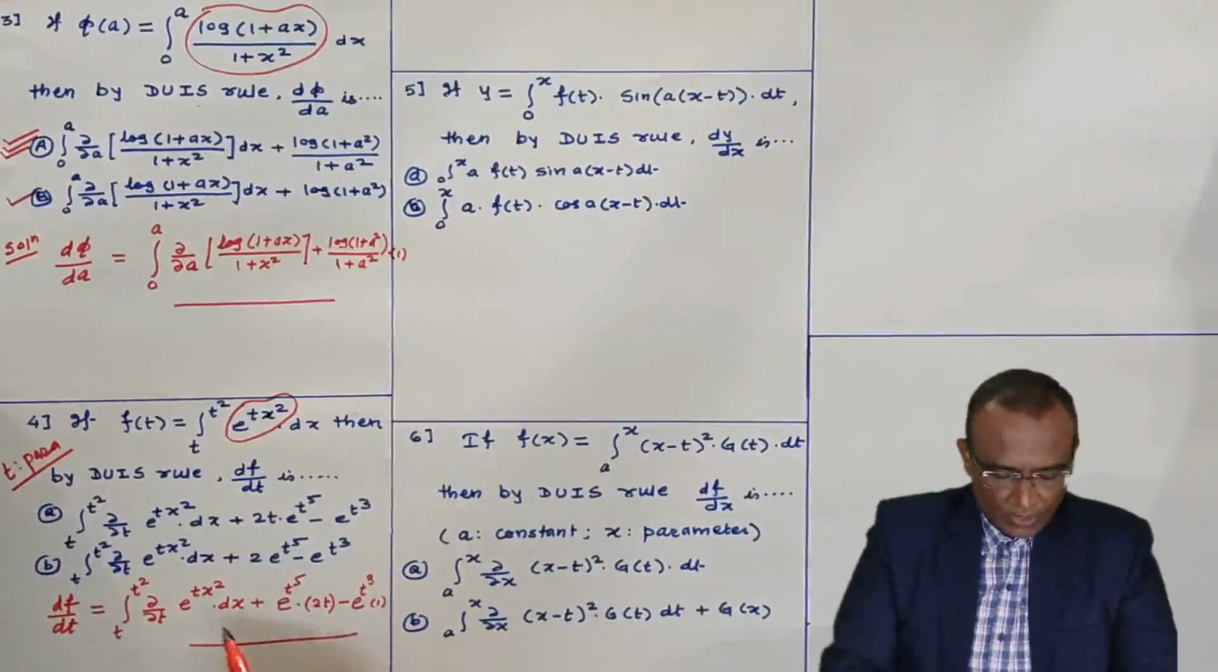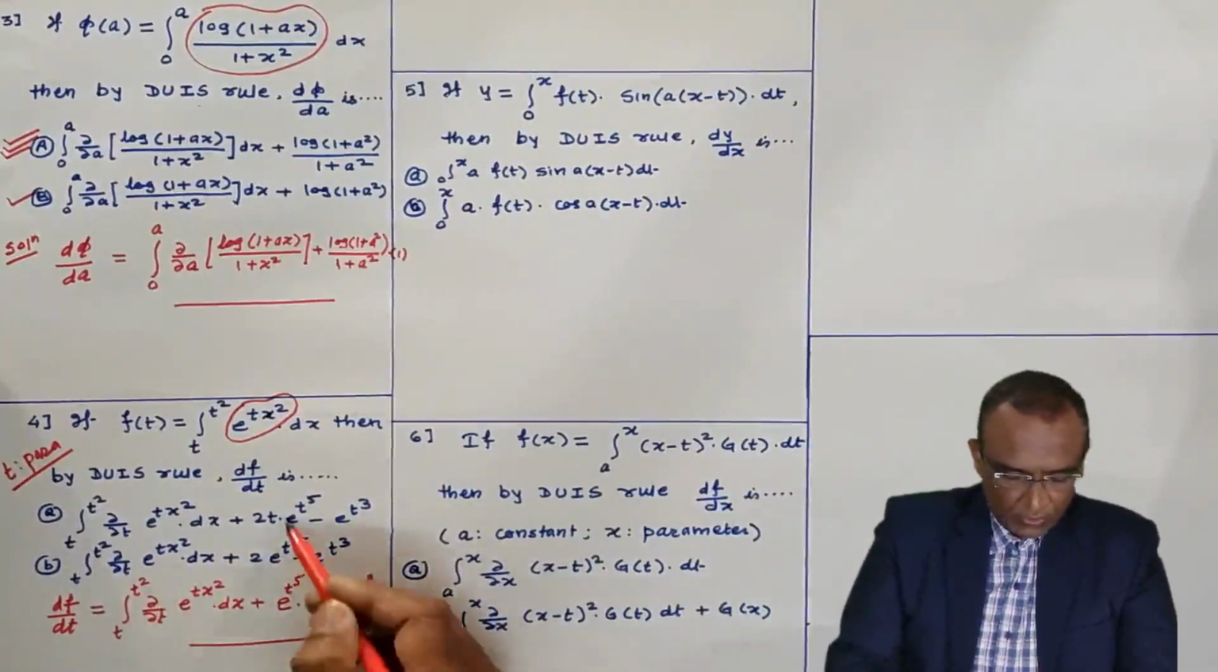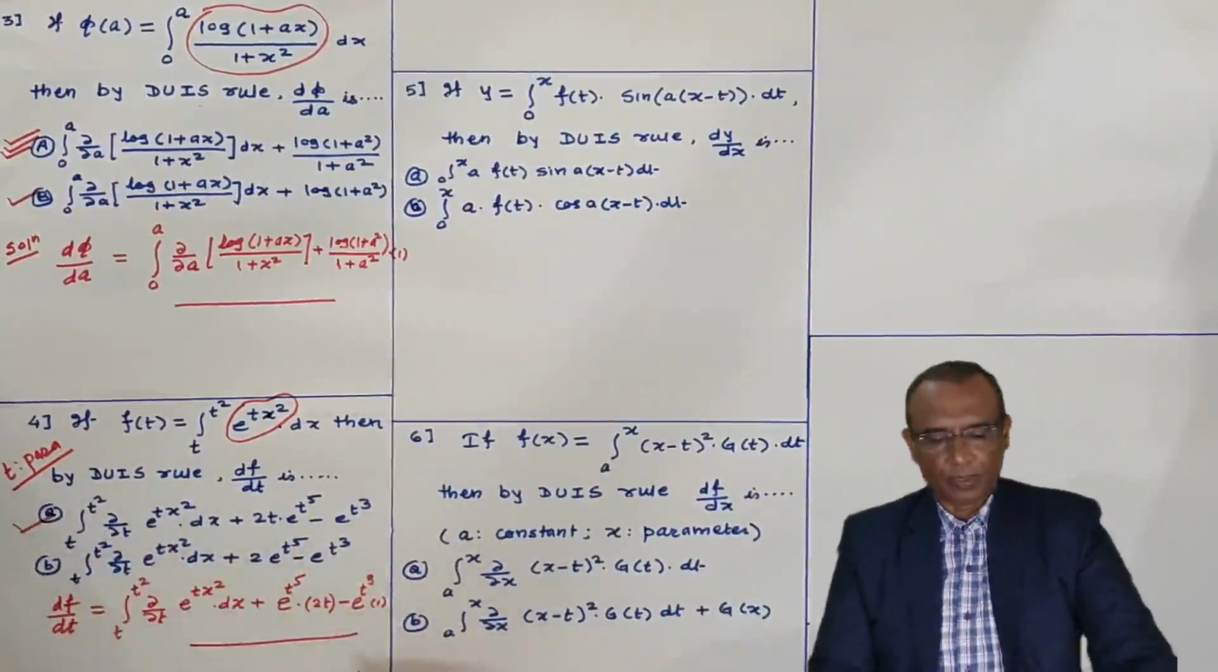So what is the correct option? Option A or B? See, this is the correct option, which means option A is the correct option.